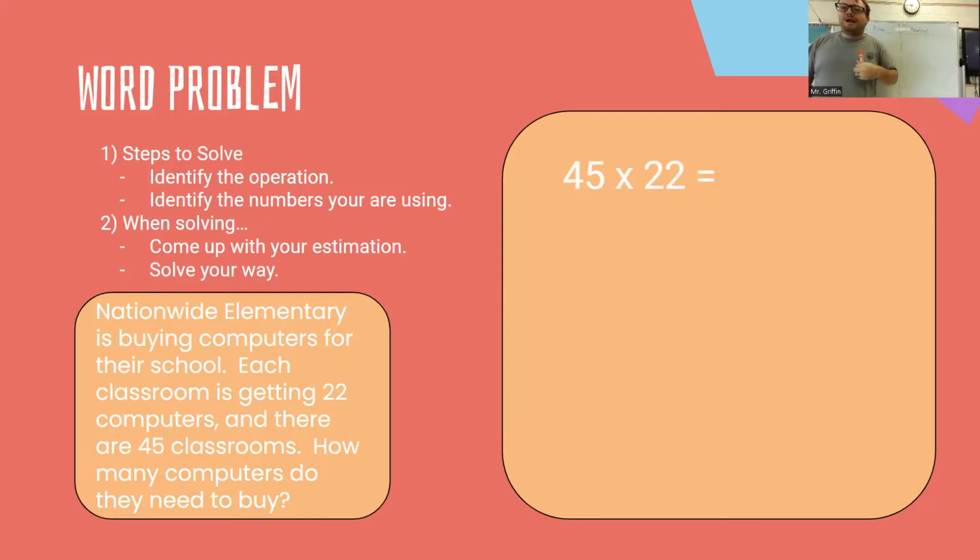Now I'm thinking about an estimation. The goal of estimation is just to keep it close. So I just round both numbers to the nearest tens place. 45 rounds to 50, 22 rounds to 20. So 50 times 20 is 1,000. That is my estimation.